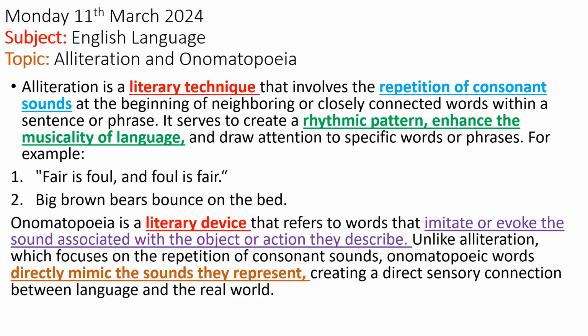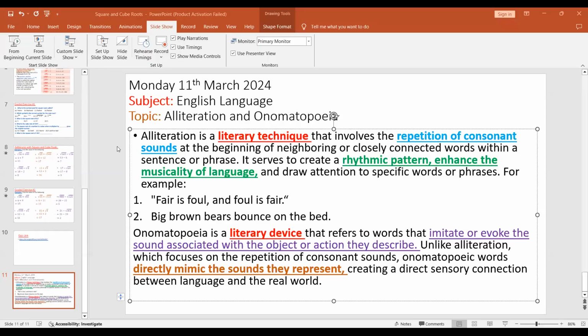Splash. Very good. Slurp. Click, click, swish. Splish. Sizzle and hiss. Very good. Those are all good examples of onomatopoeia. Let me just give you two examples of my own, and then we can go on to the great exercise.